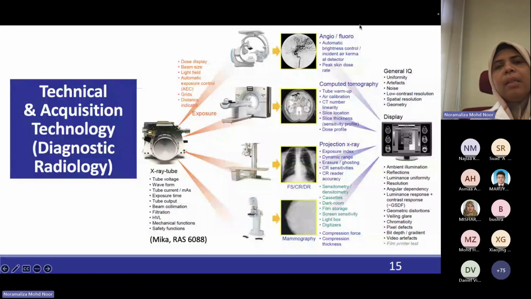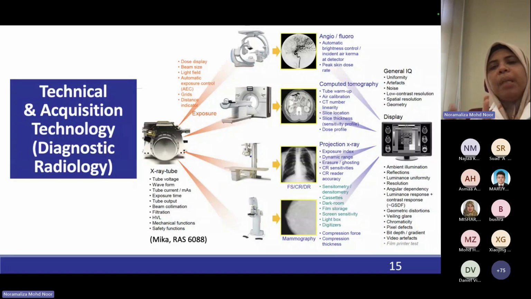Like for vessel-based disease, usually we will use angiofluoroscopy. However, for any bone structure, bony disease, we will use computed tomography, because computed tomography can also give you a 3D view, where you can see clearly.